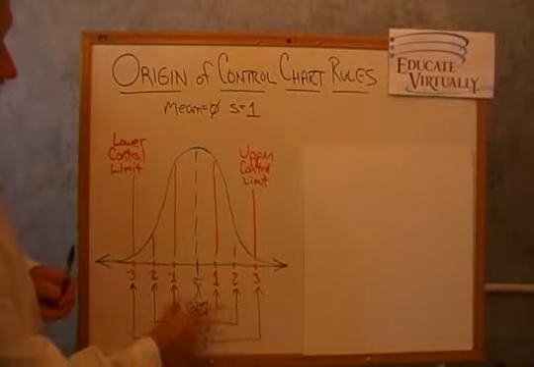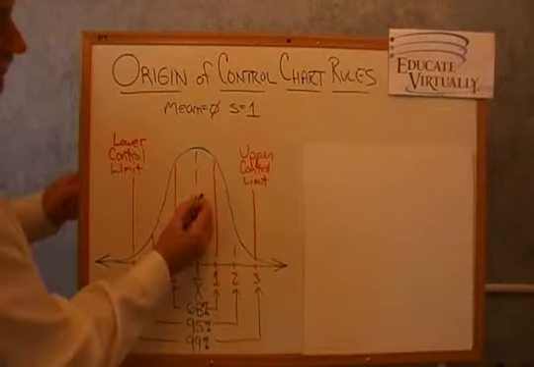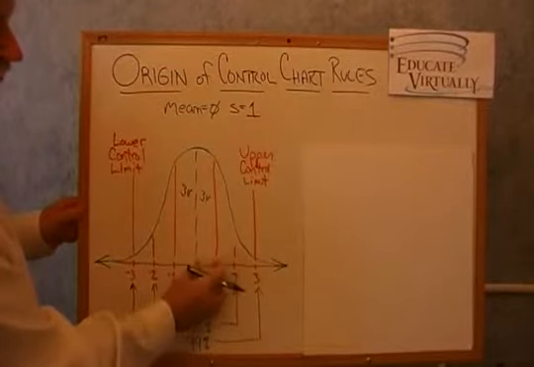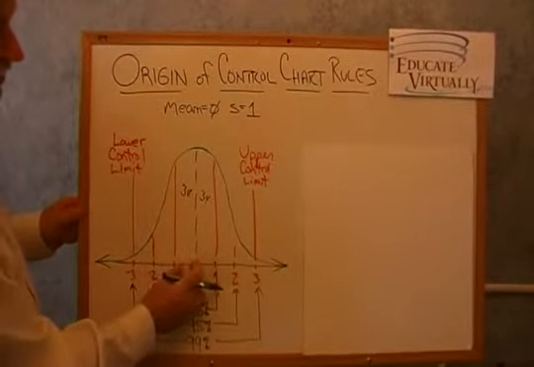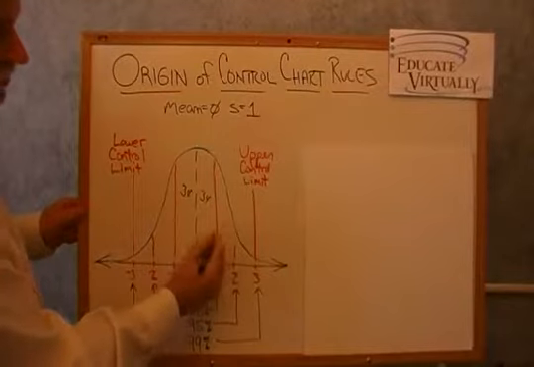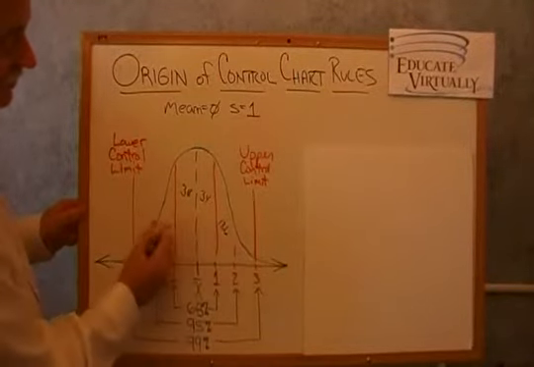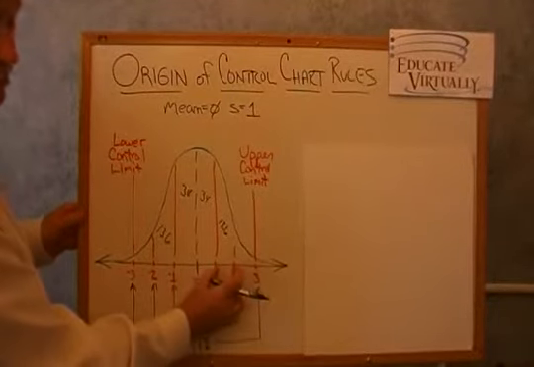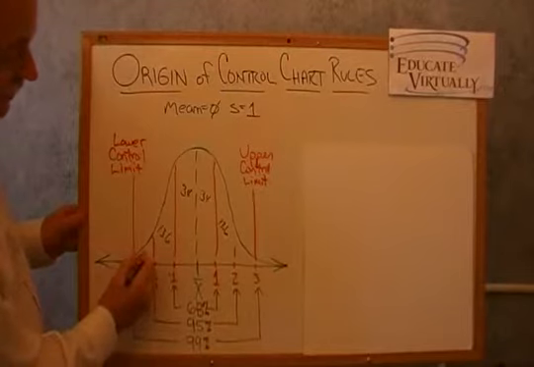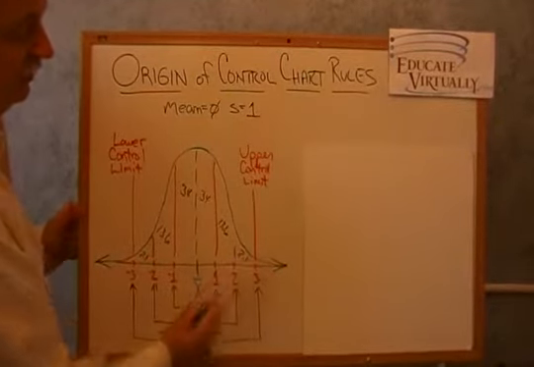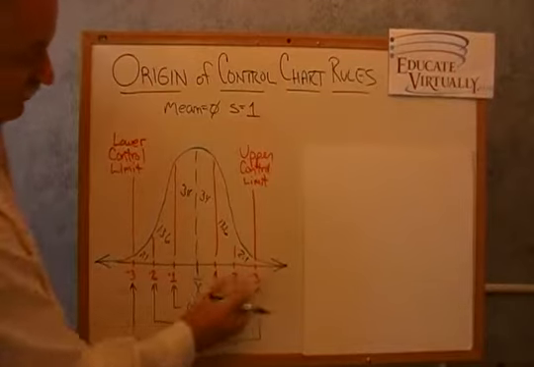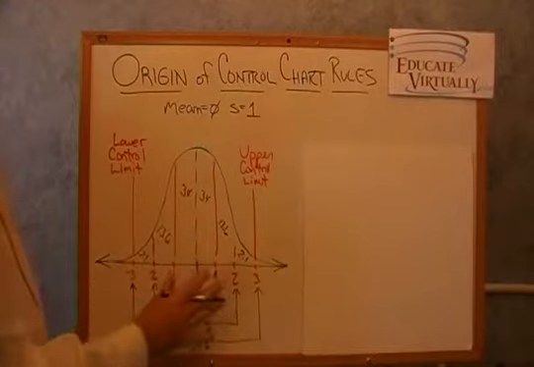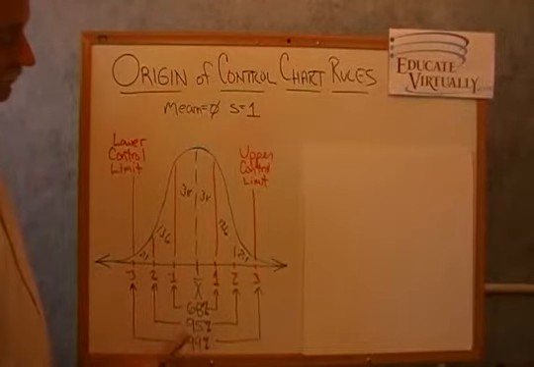So now if I subtract these out, I can see that we should have about 34% of the values in either plus 1 or minus 1 standard deviation about the mean. I should see about 13.6% of the values between 1 and 2 standard deviations, and about 2.1% of the values between 2 and 3, either plus or minus. So this is really the basis for the rules of the control chart.